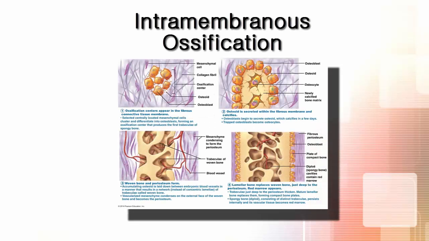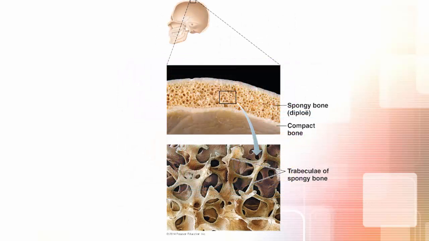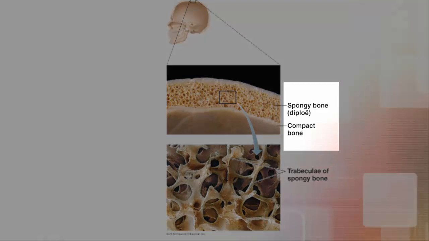Intramembranous ossification occurs mainly in the skull bones and the clavicles. This is a less complicated but similar process to endochondral ossification. These bones tend to be flat bones with spongy trabeculae sandwiched in between two compact bony plates, and the spongy bone within the middle is referred to as diploë.